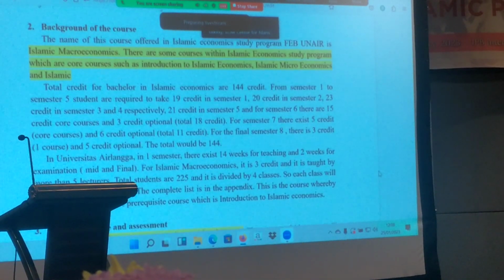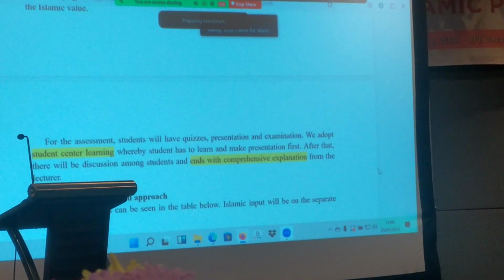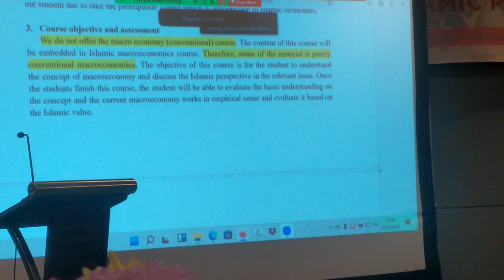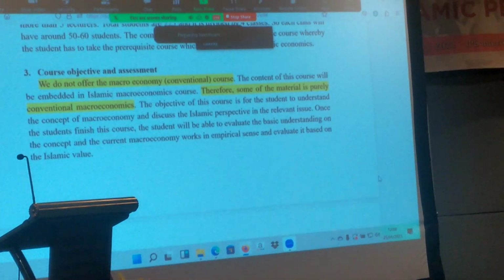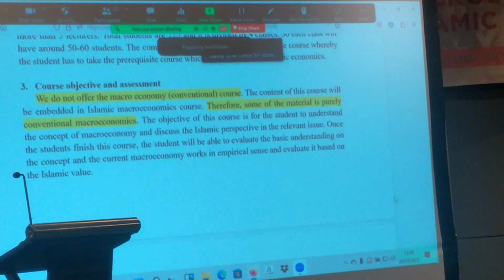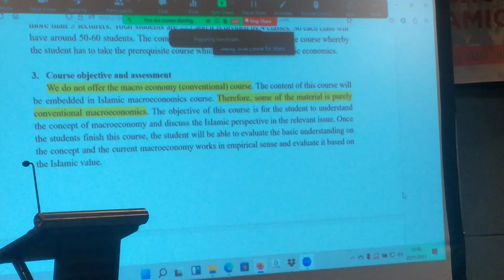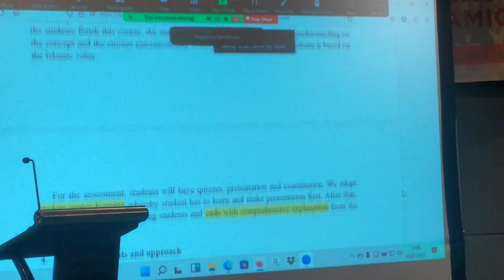So we have three credits, of course. Go down. Course objective. Okay. In the course objective, as I just mentioned, we do not cover macroeconomics as a purely conventional course. So it's combined. So go down.